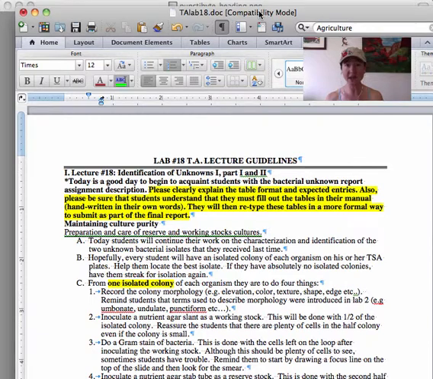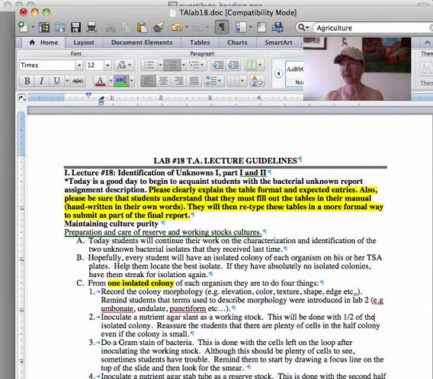So turn their attention to that assignment description right before the data tables and make sure that they're doing a good job of making the correct entries, because their tendency will be to want to make entries that are simply about what their unknown did, and not to put in full information about the biochemical test. So those are our goals for Lab 18.